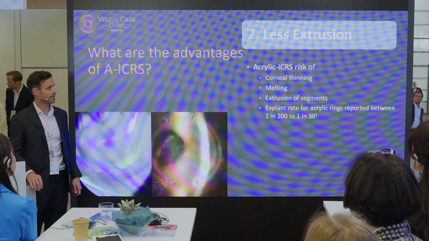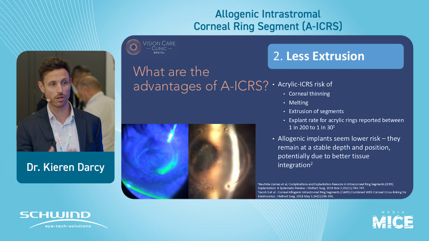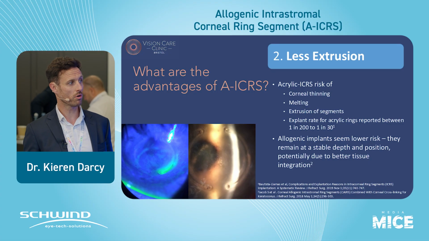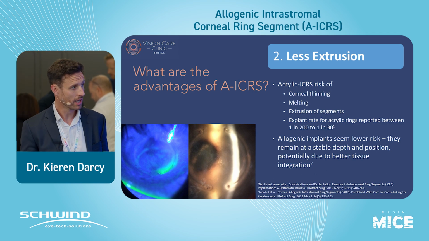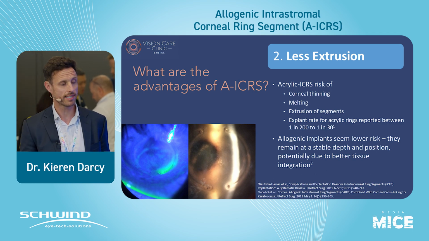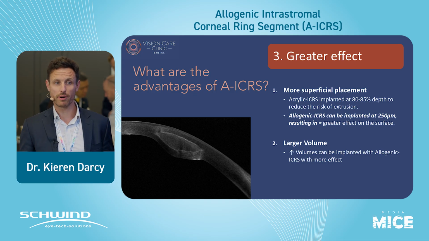We know with the acrylic rings, there's risks of corneal thinning, melting, extrusion of the sections, and depending on the paper you look at and the literature, from between 1 in 200 to 1 in 30 explant rates. Whereas we've seen from the early data that allogenic implants have less of that, they're more biocompatible, and they're integrating better into the cornea. The effect also is arguably greater.